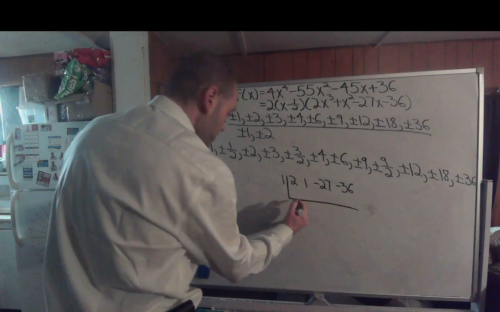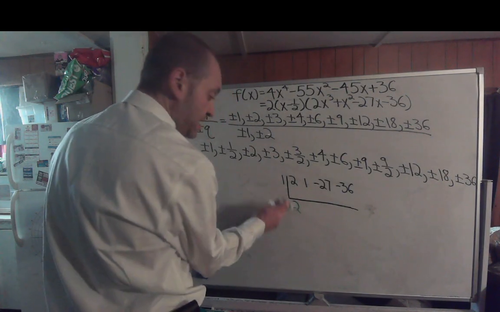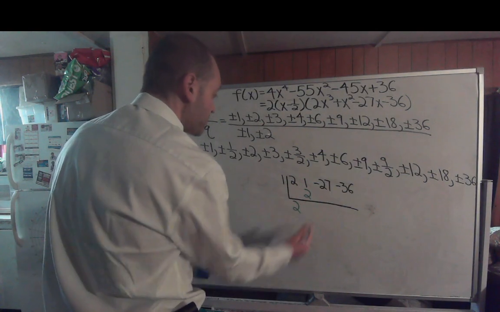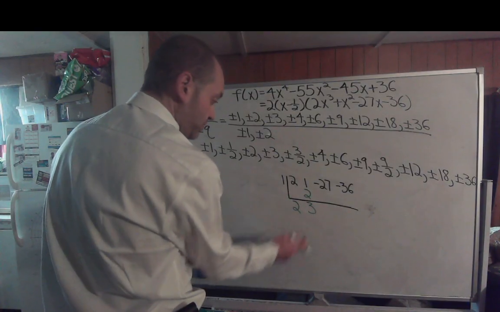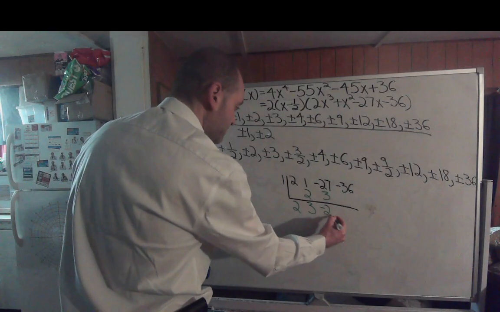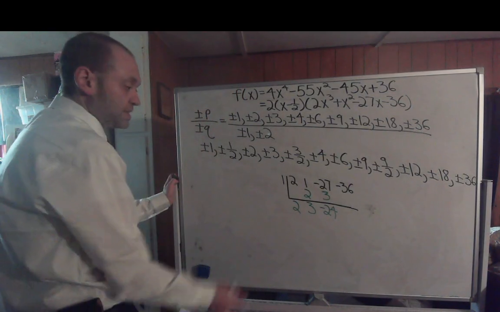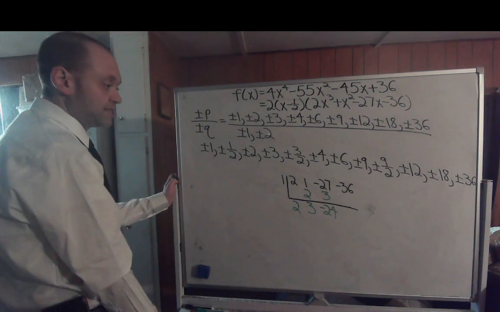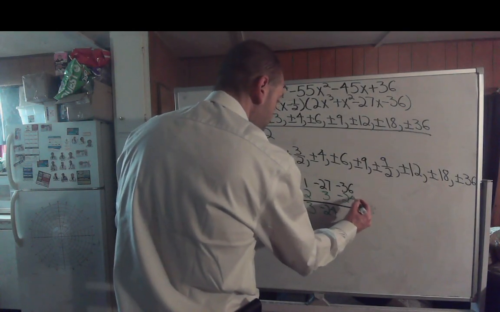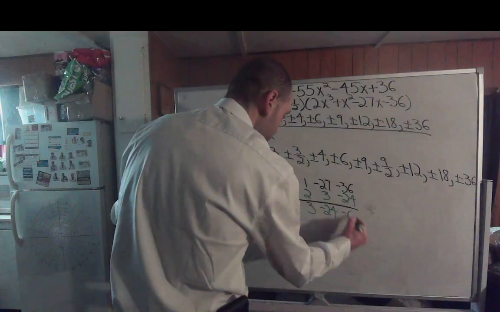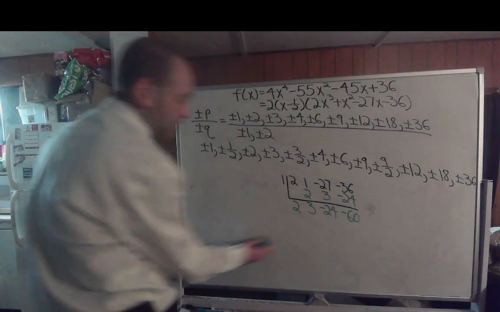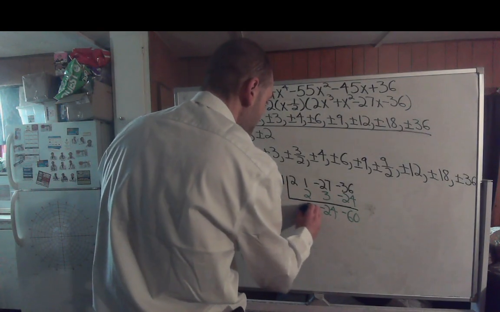So bring down your 2. 1 times 2 is in fact 2. 1 plus 2 is 3. 1 times 3 is going to be 3. Now negative 27 plus 3 is negative 24. 1 times negative 24 is negative 24. Negative 36 minus 24 is negative 60. We get a remainder of negative 60, so positive 1 doesn't work, unfortunately.